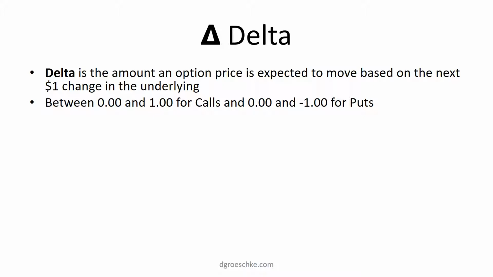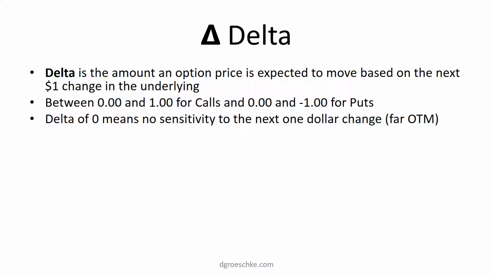All other factors remaining constant, the next $1 increase will make calls more expensive since it increases their moneyness, while making puts cheaper since puts move further away from the money. The opposite happens when the underlying price moves down. A delta of 0 means no sensitivity to the next $1 change.